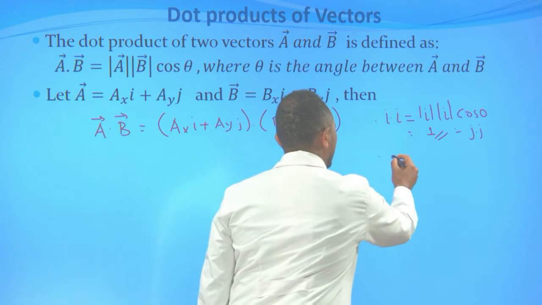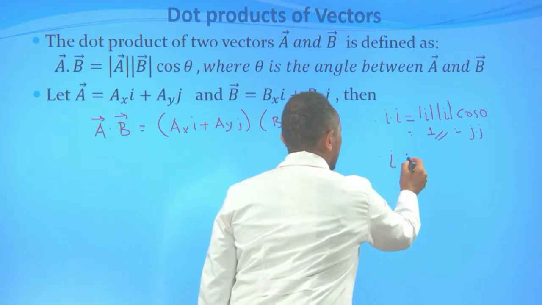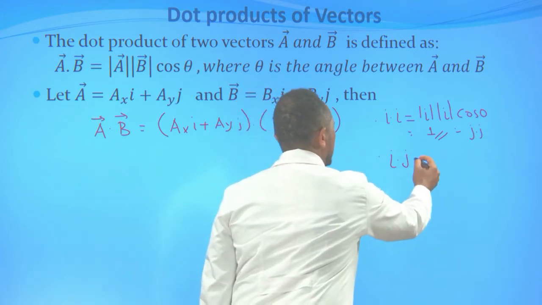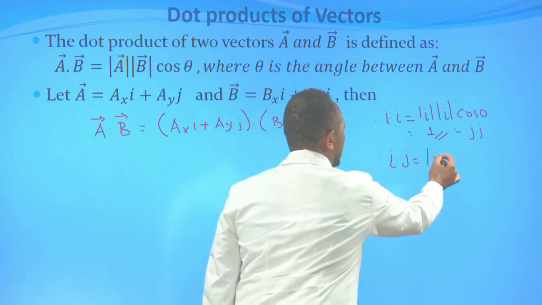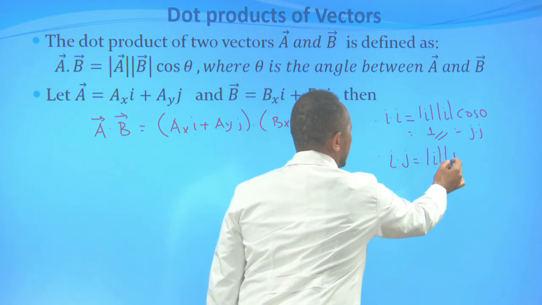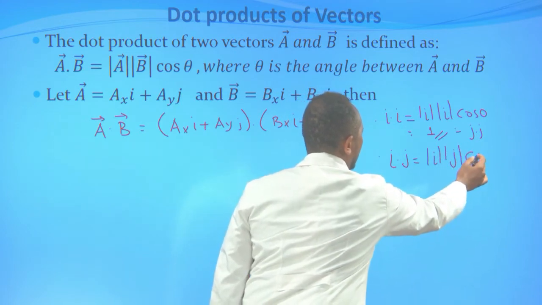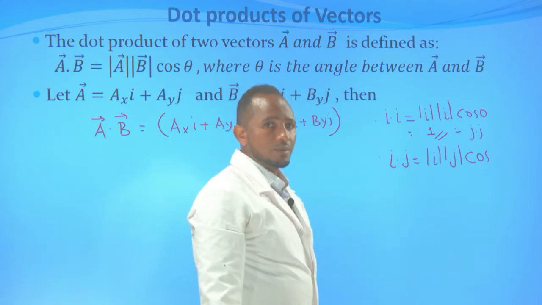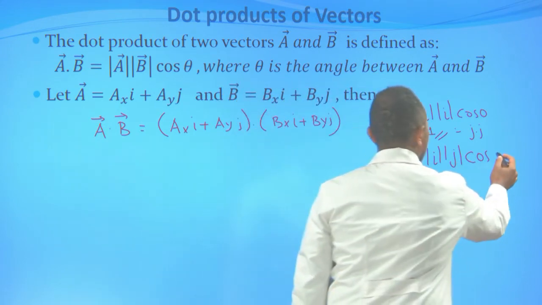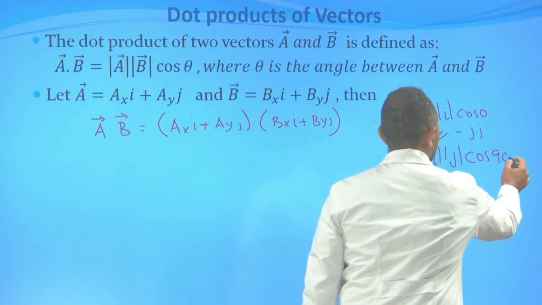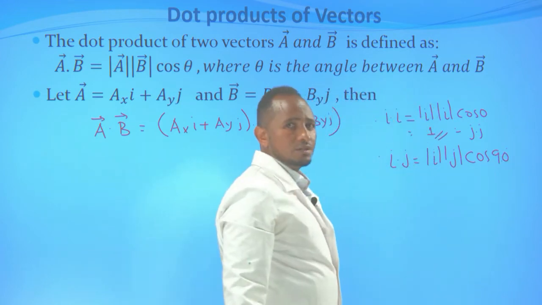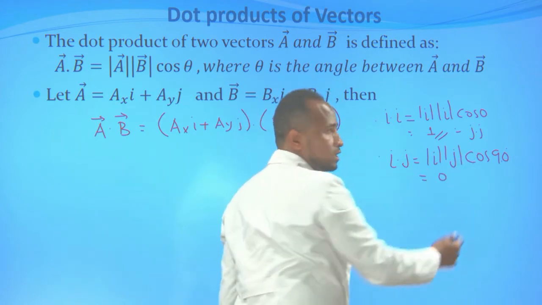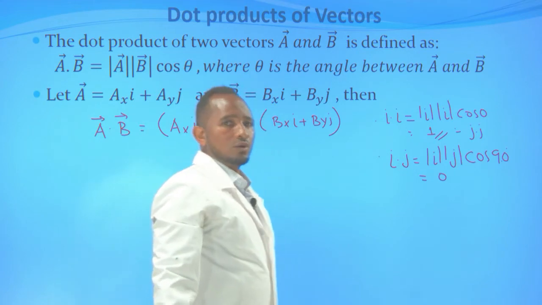And look at this one, i dot j. To find i dot j, this is equal to the magnitude of i times the magnitude of j times cosine of the angle between i and j. They are mutually perpendicular, so the angle is 90 degrees. Since cos 90 is 0, this product gives you 0. Therefore, i dot j and j dot i are equal to 0.